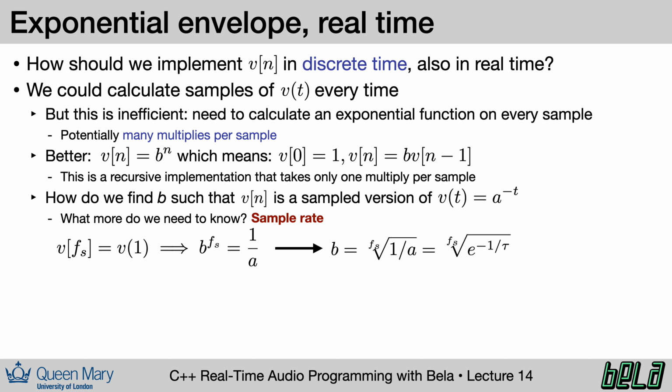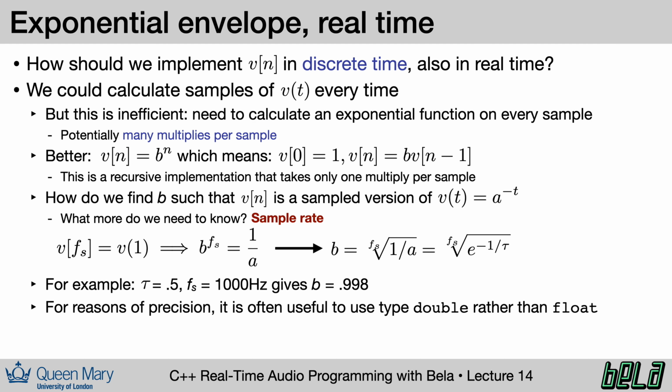b is equal to e to the minus 1 over tau to the power of 1 over the sample rate. The values of b that come out of this expression will always be less than 1. For example, with a time constant of 0.5 and a sample rate of 1000 Hertz, we end up with b equal to 0.998. We saw in Lecture 12 that we could very rapidly run out of numerical precision holding this value of b if it became very close to 1.